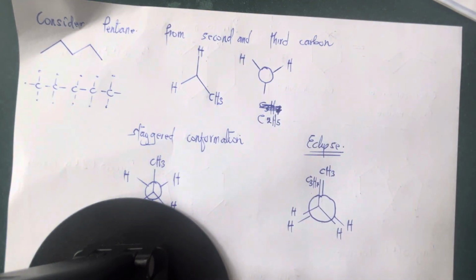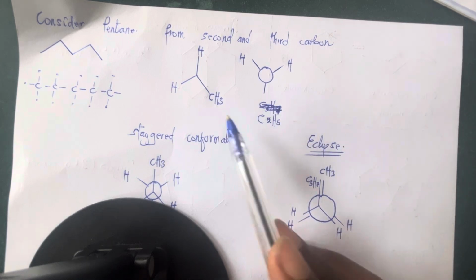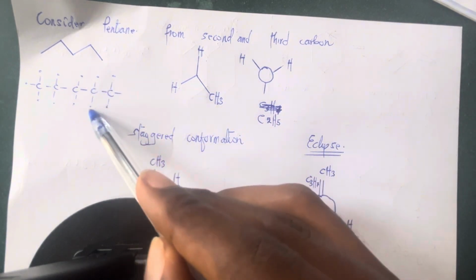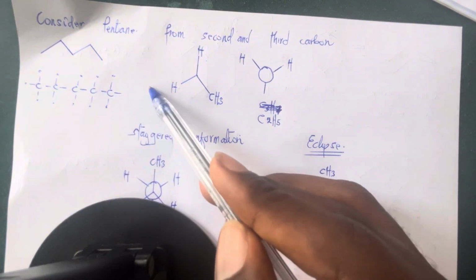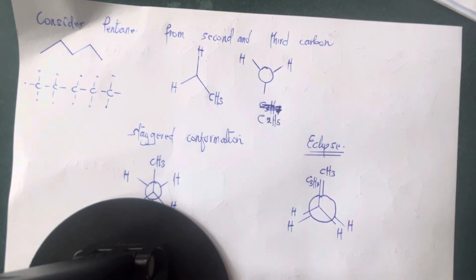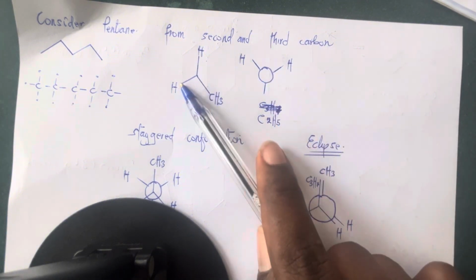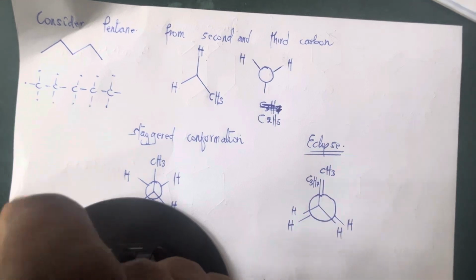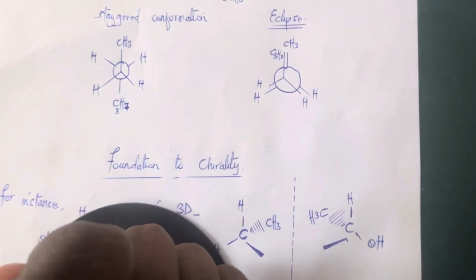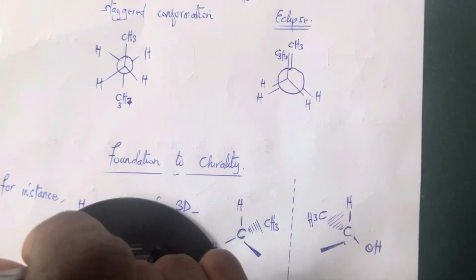If you are very observant, you can see that the group bonded to this carbon atom is just an ethyl group, which is C2H5. So now you have to impose this structure on this to get the Newman projection. And it's very easy. If you are able to get these two correct, that's all. You are just moving on.